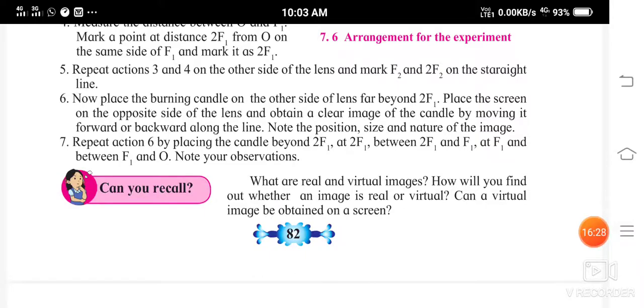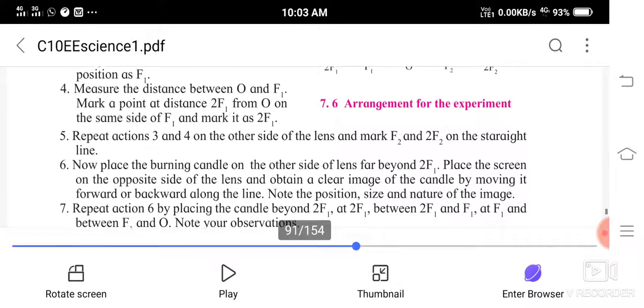Note the position, size and nature of the image. Repeat action 6 by placing the candle at 2F1. So first you place the object beyond 2F1, now you will place it at 2F1, then between 2F1 and F1, at F1, and then between F1 and O, and then you're going to record your observations.